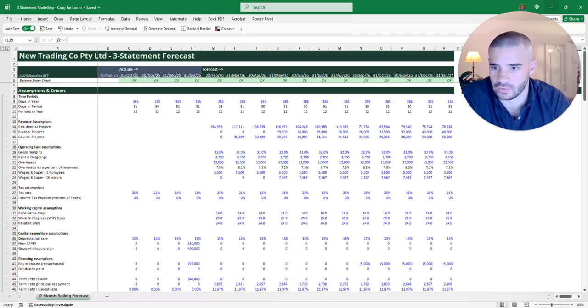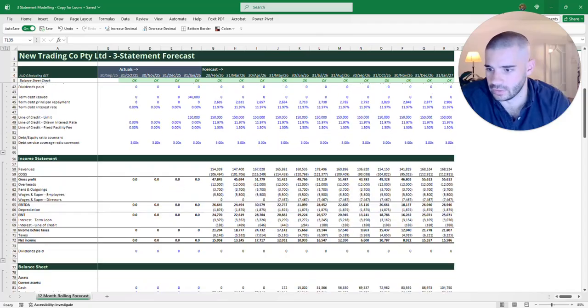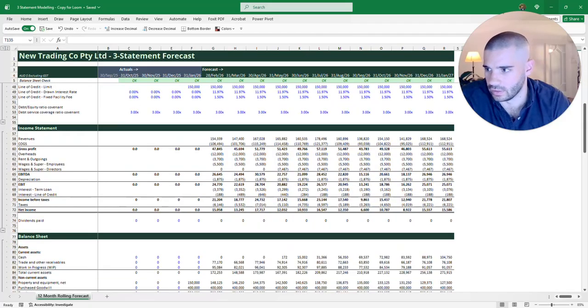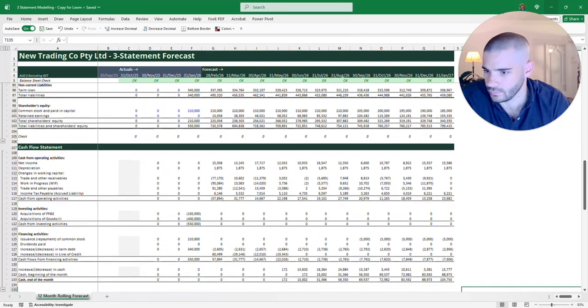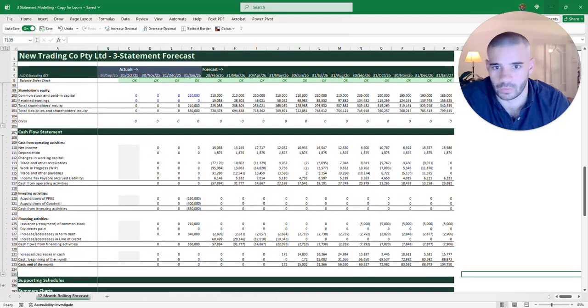But just to tell you what it does first is it's going to produce three statements per the name, right? So it's going to produce an income statement. This is our accounting profit and loss, all our income expenses down to our net income here. It's going to forecast out a balance sheet, so our assets and our liabilities. And really important one as well, it's going to forecast out the cash flow statement. And this is what a lot of people will be interested in.